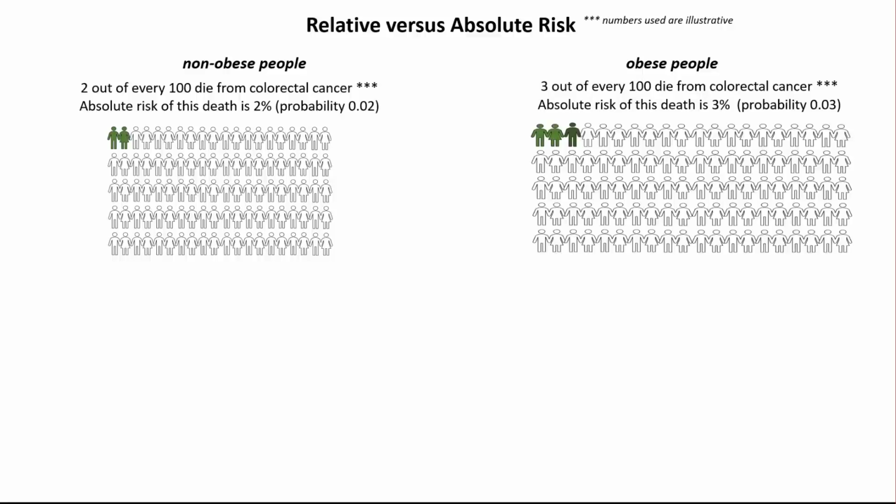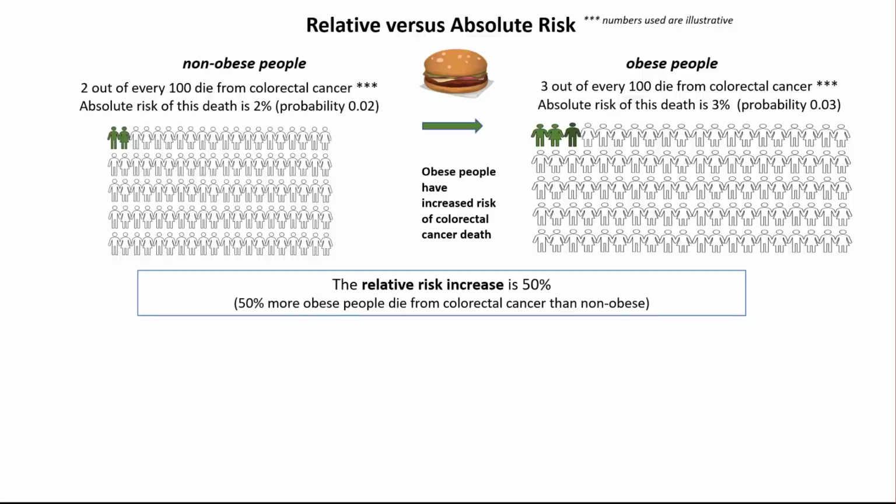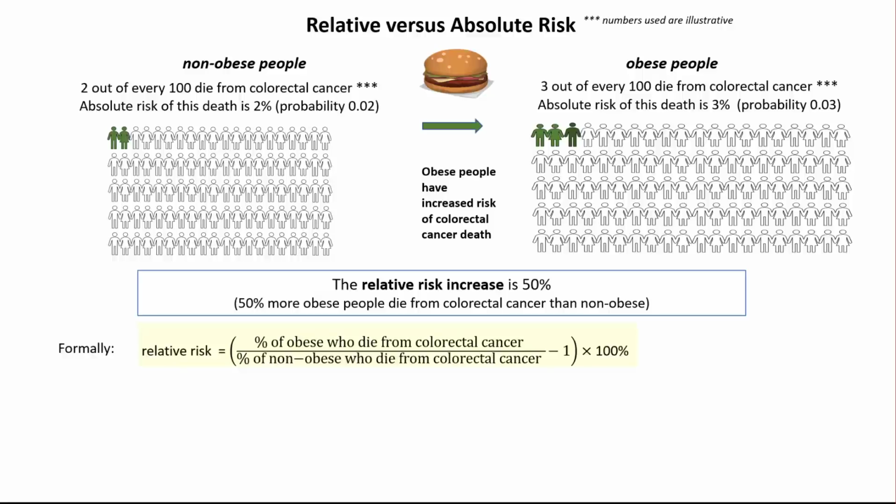Now, although we cannot say obesity causes colon cancer, we can say that obese people have an increased risk of colon cancer. Now, as 3% is 50% greater than 2%, the relative risk increase of dying from colon cancer for obese people is 50%. And formally, we define the relative risk as the percentage of obese people who die from colon cancer divided by the percentage of non-obese who die from colon cancer, minus 1, times 100%. And there we see it applied in this case.